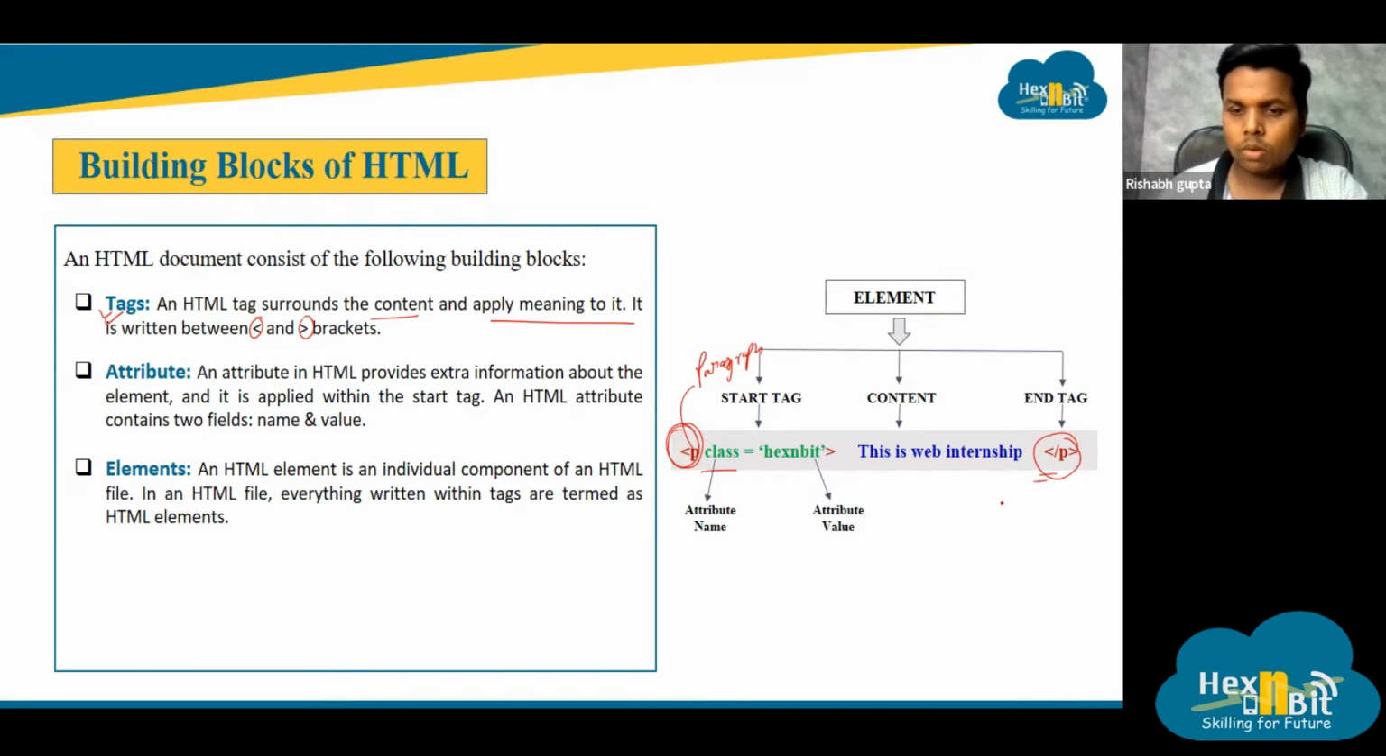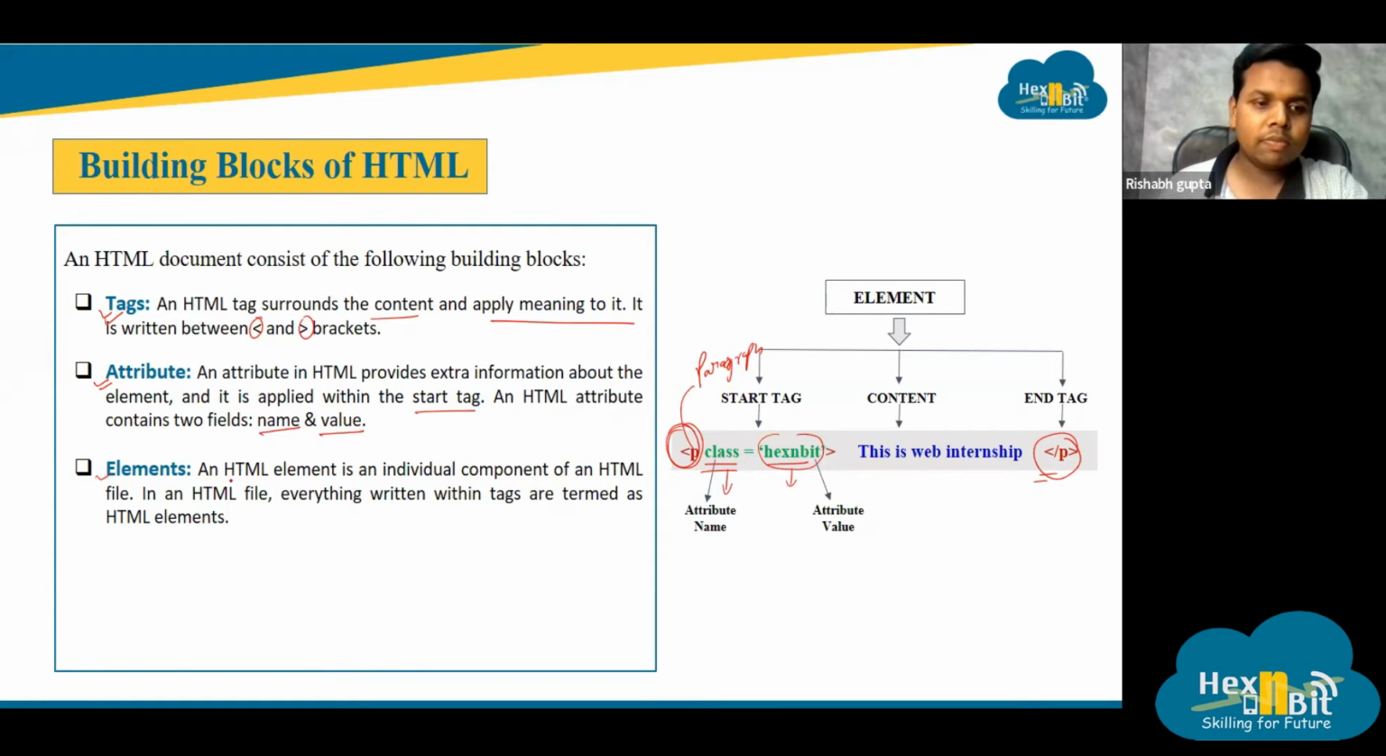Next comes attributes. So an attribute in HTML provides information about the elements and is applied within the starting tag. So you can apply the attributes in the starting tag. So here you can see we have applied a class attribute and given it a name like this, hexnbit. So this is its value and this is its name, right? An HTML attribute contains two fields. First is name and second is value. You can see here this is its name and this is its value.